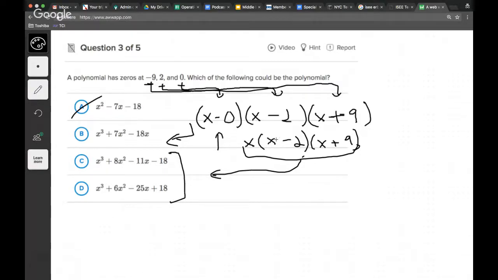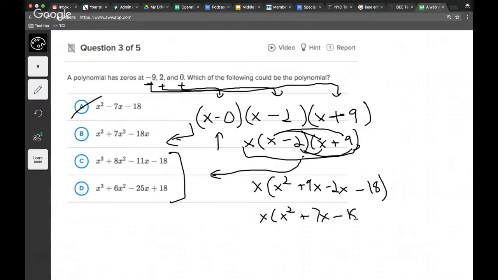So first, I'm going to probably actually FOIL these guys. I'm going to leave the x for the last. So if we have x times x, that gives us x squared. X times +9 gives us plus 9x. -2 times x, -2x. And then -2 times 9 equals -18. I'm going to get these simplified. X squared, 9x and -2x combines to 7x, and then -18. And then we distribute this x here, here, and here, and we get x cubed plus 7x squared minus 18x. And that's exactly what we got in choice B.